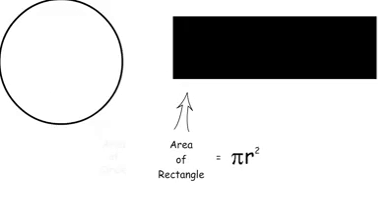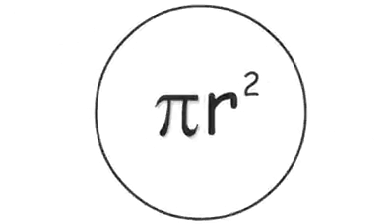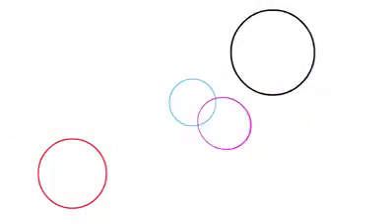Combine the r's together and we have πr², which is equal to the area of the rectangle, which is equal to the area of the circle. So πr² can be used to calculate the area of any size circle that exists.